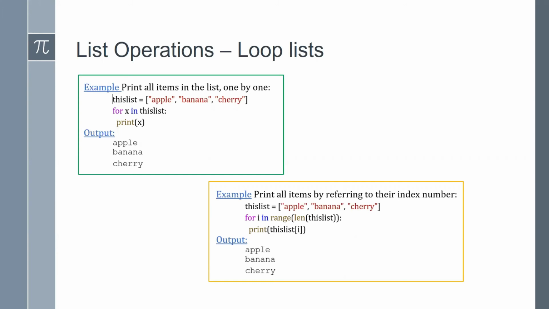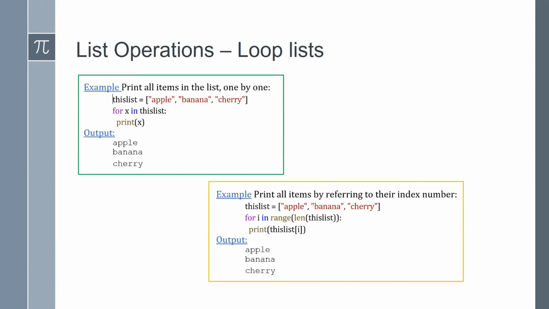So how do you do that? You use the for loop. We have already studied this, right? So for x in this list, print x. What happens? Now x will iterate. It will start from index 0 and iterate until cherry, and it will print every item: apple, banana, cherry. So this is for a definitive list.